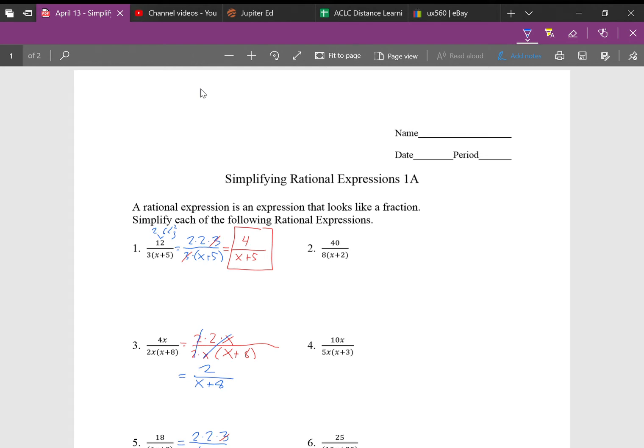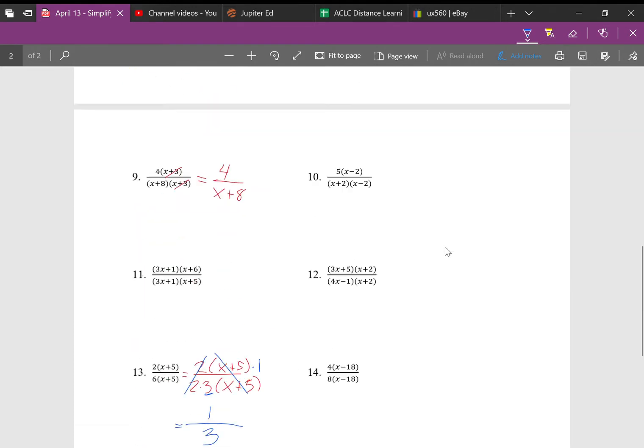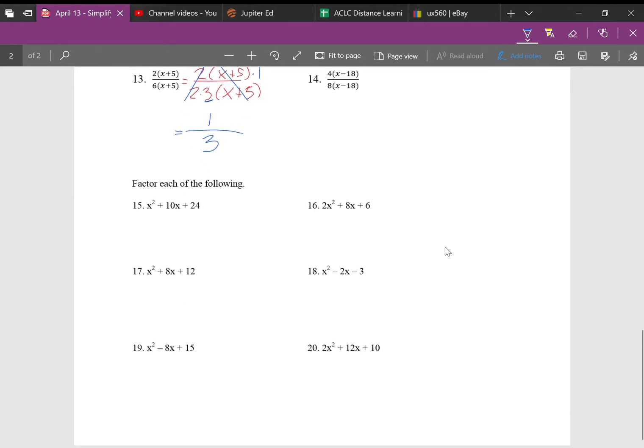Alrighty guys, we are going to finish up this assignment, Simplifying Rational Expressions 1A. There's one more problem type, the last 6, which are factoring, and I'm just going to do problem 15.